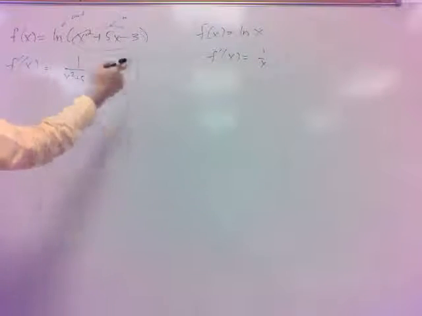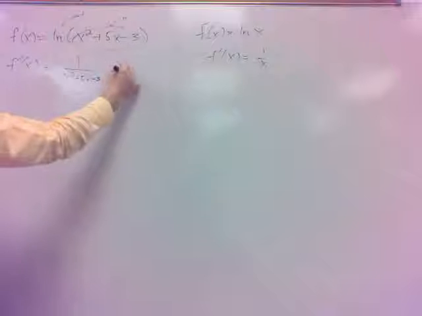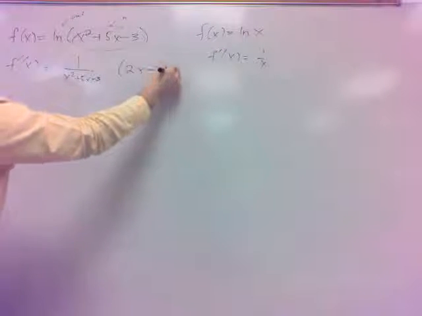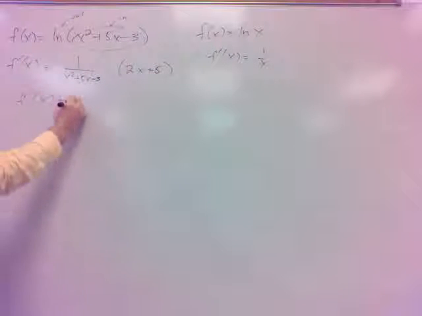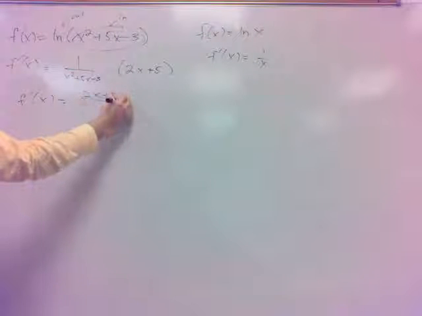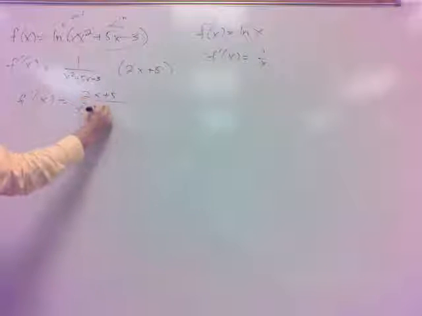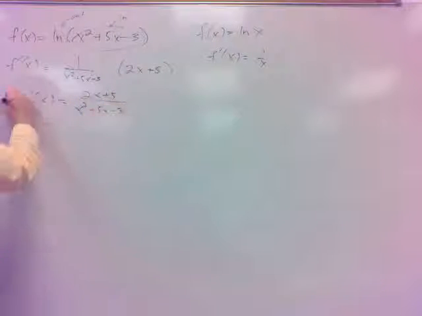But I have to multiply that by the derivative of the inside stuff, 2x plus 5. And so all told here, our derivative is, we can just write that simply 2x plus 5, couldn't we? Over x squared plus 5x minus 3. With me on that? Okay.